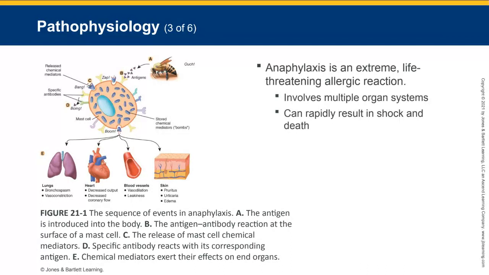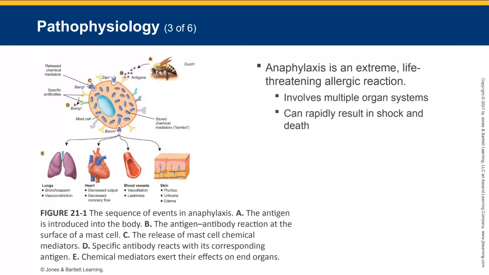Anaphylaxis is an extreme, life-threatening allergic reaction. It involves multiple organ systems and can rapidly result in shock and death. To your left, you will see a diagram that shows the signs and symptoms associated with each system. In the sequence of events in anaphylaxis, an antigen is introduced into the body, whether ingested, inhaled, absorbed, or injected. An antigen-antibody reaction is then activated at the surface of the mast cells. This results in chemical mediators being produced, and the chemical mediators create the signs and symptoms you see when the patient presents.